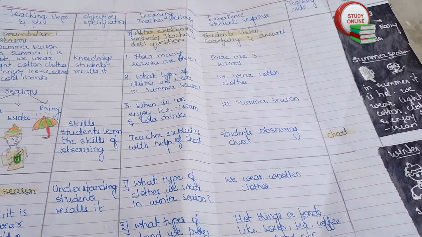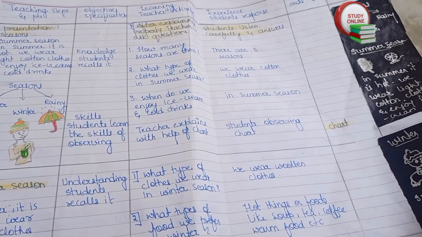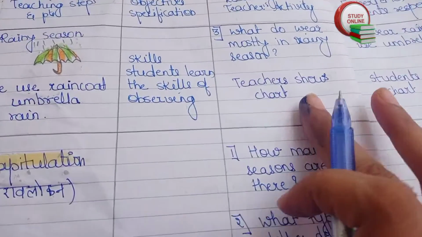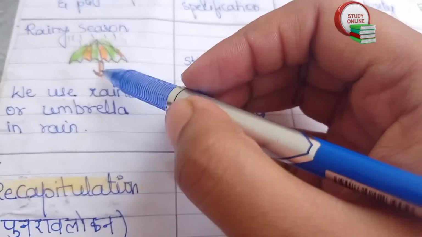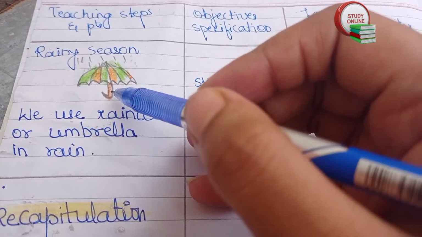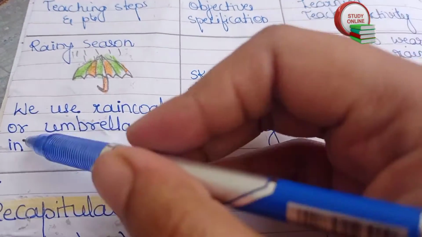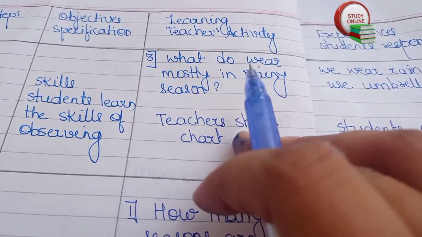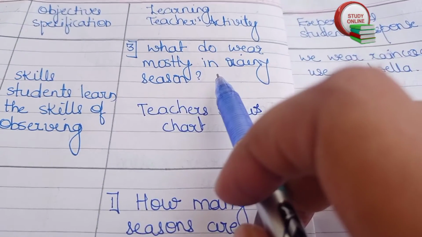You can see here overall look of our lesson plan. Let's turn it. Now rainy season. So for that we can draw umbrella like this. Okay, we use raincoat or umbrella in rain. After that we have to ask question. So this is rest part of presentation 2.